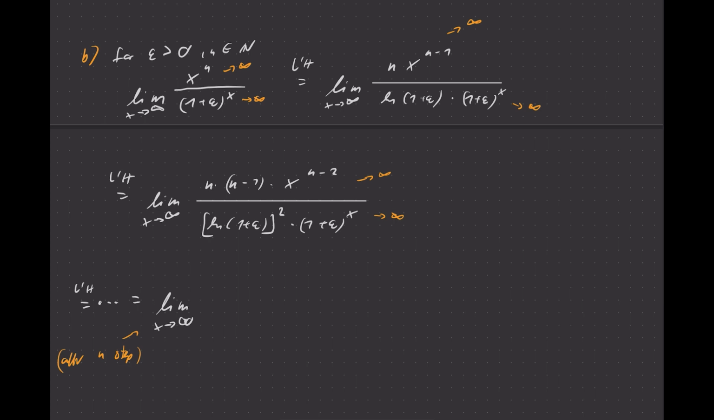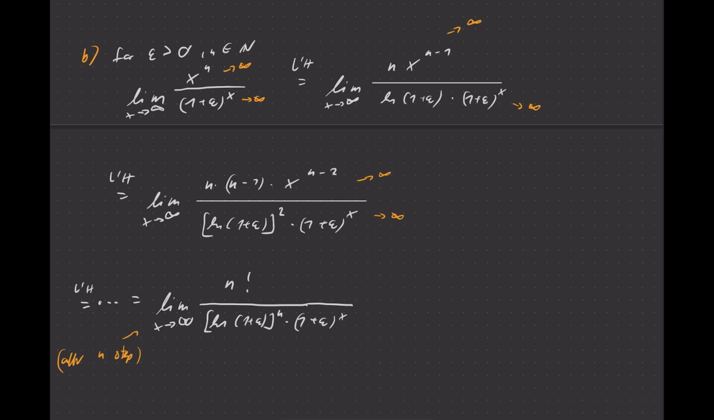And what we get is in the numerator, n times n minus 1 times n minus 2 times n minus 3 and so on up to times 2 times 1. So that is n factorial. And in the denominator, we'll have ln(1 plus epsilon) to the power of n and still (1 plus epsilon) to the power of x. That factor always reproduces, so that will not vanish no matter how often we differentiate.